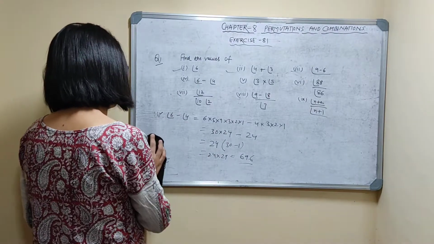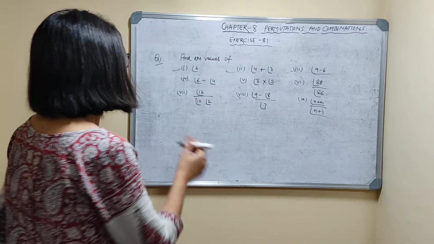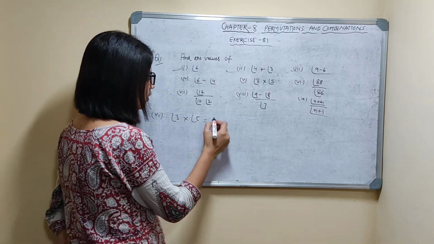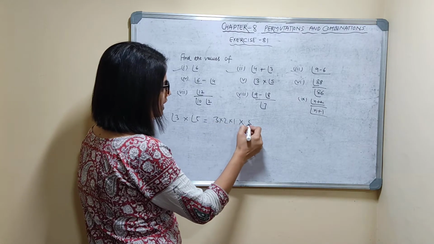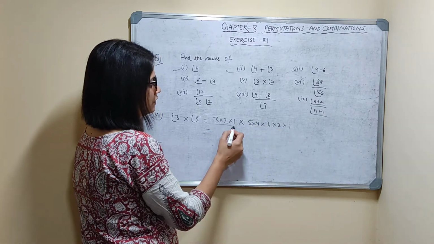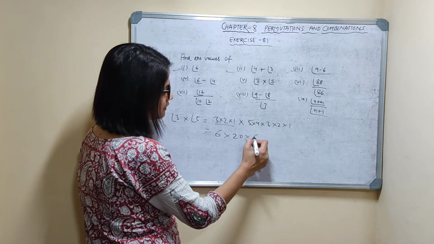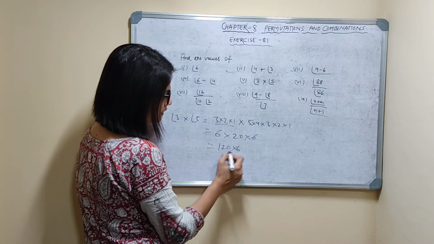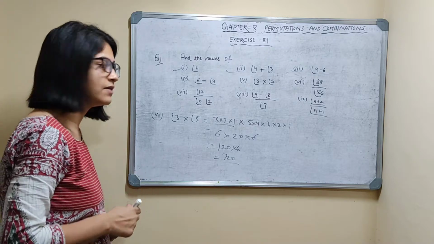Now part 5th. Factorial 3 into factorial 5. I can write factorial 3 as 3 into 2 into 1, into this one I can write 5 into 4 into 3 into 2 into 1. 3 into 2 into 1 is 6, 5 4s are 20, into 3 is 60, into 2 is 120, into 1, 120 into 6. How much is the answer? 720. Part 5th answer is 720.